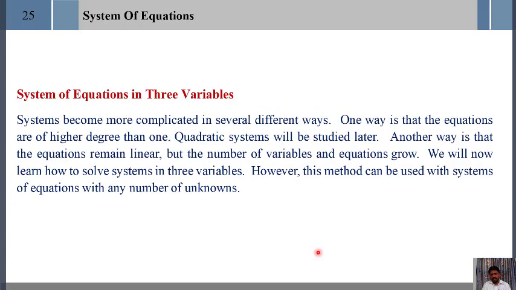Next we are going to see systems of equations in 3 variables. Some systems become more complicated in several different ways. One way is that the equations are of higher degree than 1; quadratic systems will be studied later. Another way is that the equations remain linear, but the number of variables and equations grow. We will now learn how to solve systems in 3 variables. However, this method can be used with a system of equations with any number of unknowns also.